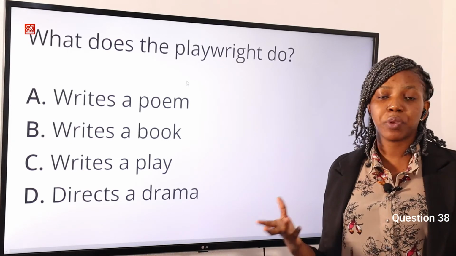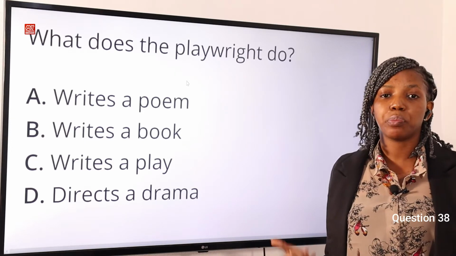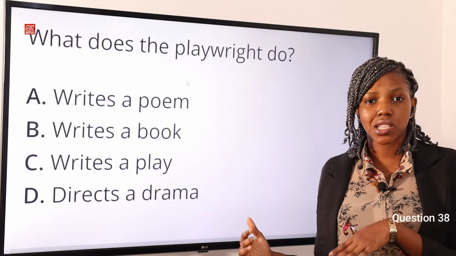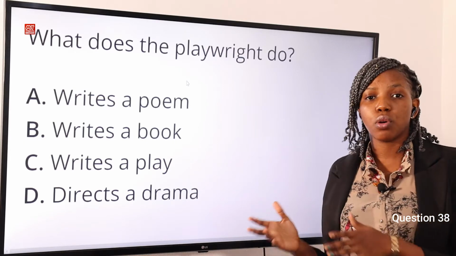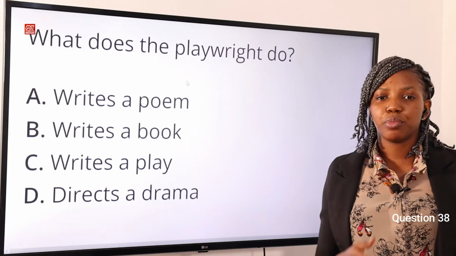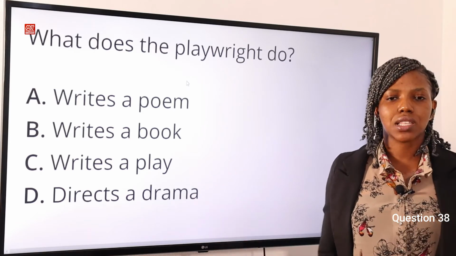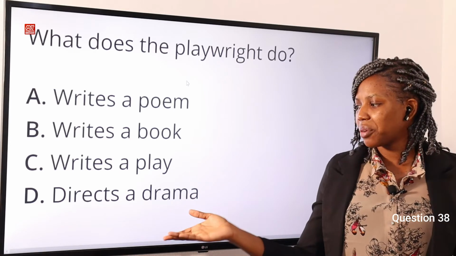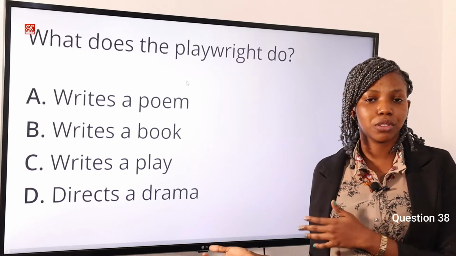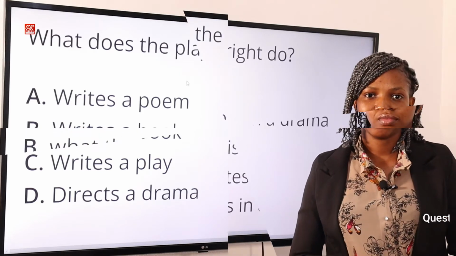Sometimes playwrights are referred to as dramatists. They are both the same. Playwrights and dramatists are people who write a play. When we talk about writing a poem, that's poets. Poet is the name given to one who writes a poem. Writing a book is ambiguous. A book could be a play, it could be prose, it could be anything. So usually we refer to that as an author. Direct a drama: a director directs a drama, or a theater director directs a drama. So the answer to this question is option C, writes a play.